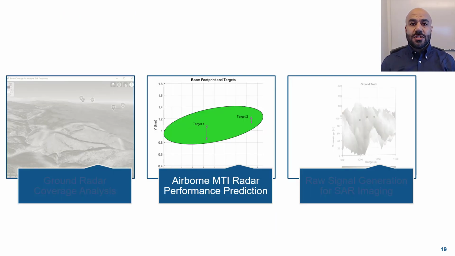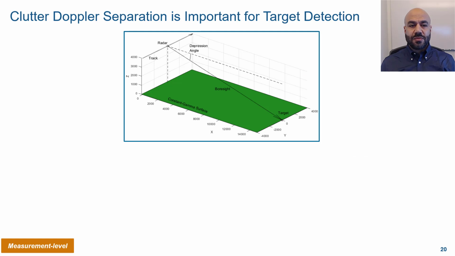Now let's see how we can take advantage of modeling surface returns in the radar scenario to understand the performance of moving target indicator radar, and to predict that performance based on the signal processing algorithms that we design. We will look at an example in the measurement level abstraction models and also waveform level abstraction models. Here we are looking at another scenario where an airborne radar is looking at the surface of a flat ground with constant gamma reflectivity.